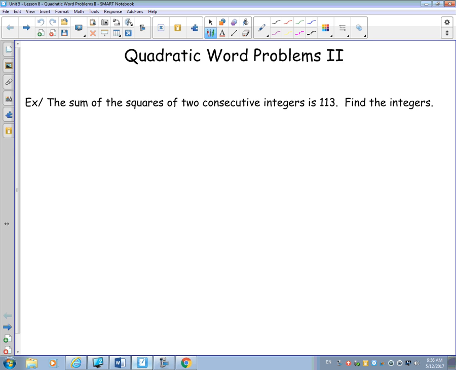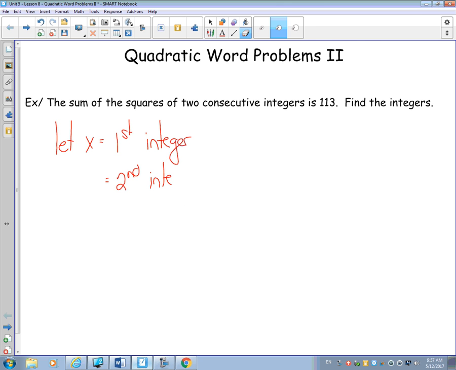It's just examples today. The sum of the squares of two consecutive integers is 113. Find the integers. So what do I not know? I don't know the integers. So I'm going to say x is the first integer. But what do I know about the second integer? I know it's consecutive, which means it's after the first integer. In fact, it's one bigger than the previous one. That's what consecutive means, right? 2, 3, 4. The next one's always one bigger. So I can take x and add 1 to it, and I have my second integer. There's my two let statements.